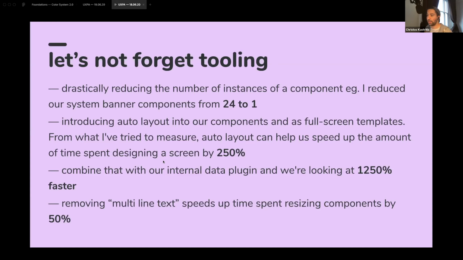We can combine that with our internal data plugin that we have at Deliveroo, and we can look at building certain screens up to 1250% faster. So something that, say like our menu page, that might have taken an hour to build a basic menu, we can do that in 5 minutes. And little things like removing multi-line text can speed up resizing components by around 50%. So again, lots of little things, but it's all building up.